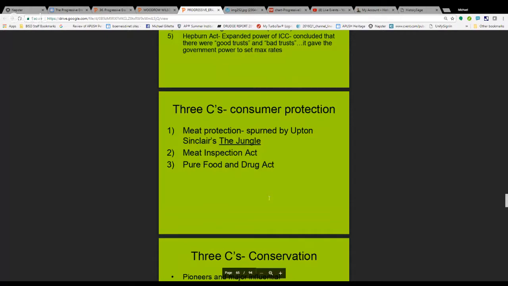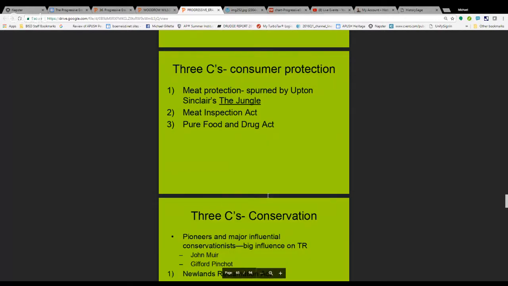And so that, of course, leads to 2 laws, the Meat Inspection Act of 1906 and the Pure Food and Drug Act. The Pure Food and Drug Act prevented the adulteration and mislabeling of foods and drugs. So this law was the first step in the direction of nutritional labels that are required on all packaged foods sold today. So these are 2 landmark pieces of legislation aimed at protecting the American consumer, protecting the public interest.